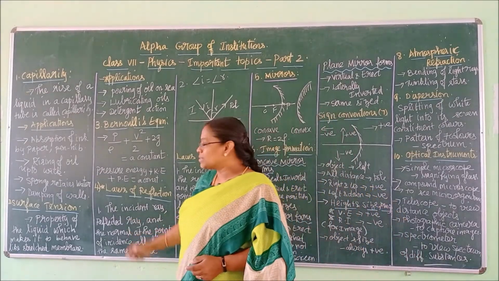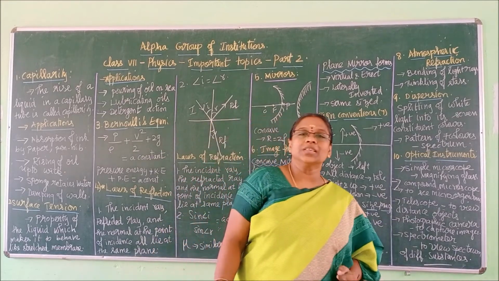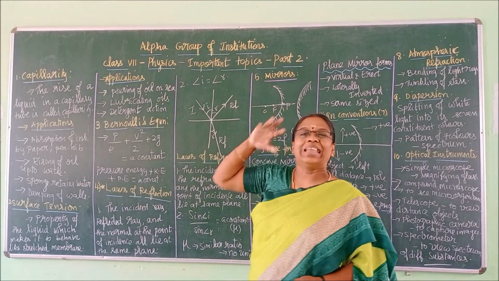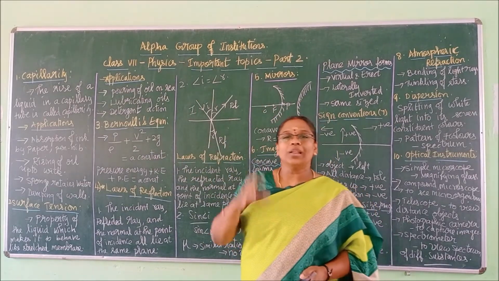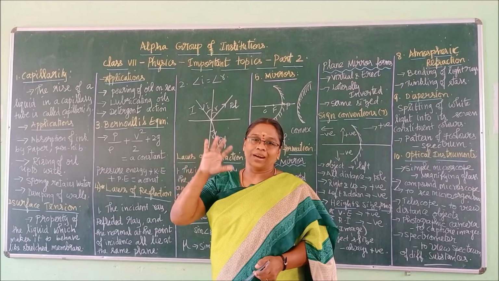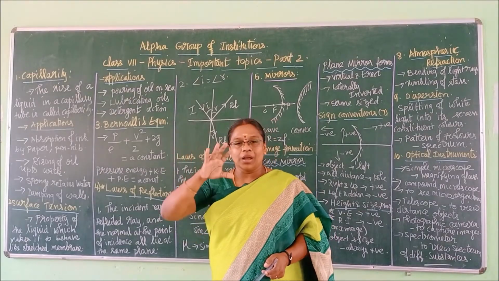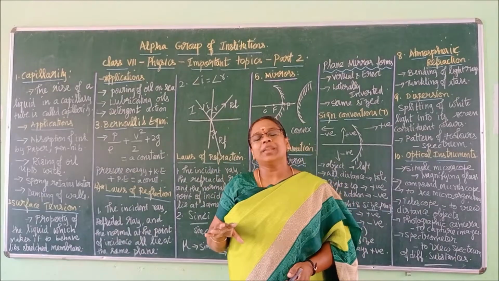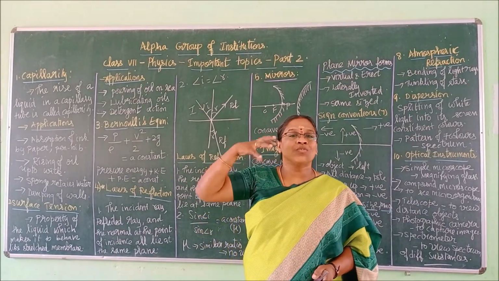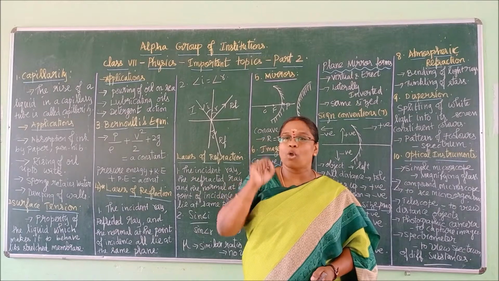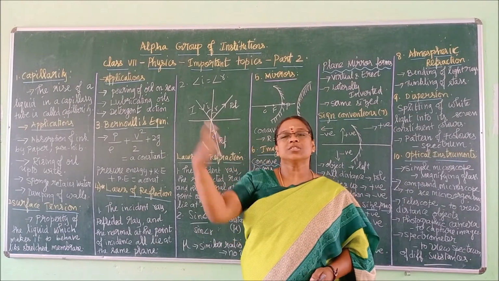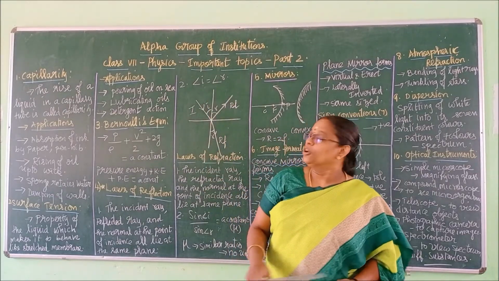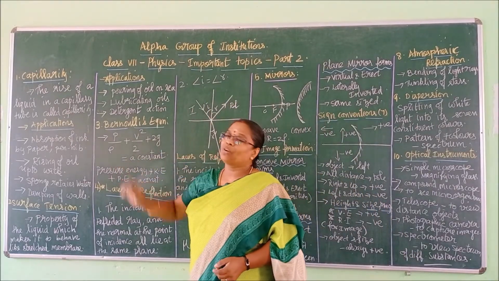Next one is damping of walls. In winter season, you would have seen in many of our houses the walls become damp. Damp means there is a water layer. The water would have spread out across the walls. How is it happening? The bricks we use for construction have small holes in them. Through those small holes the water comes out, which we see as damping on walls. So all these are examples of capillarity.